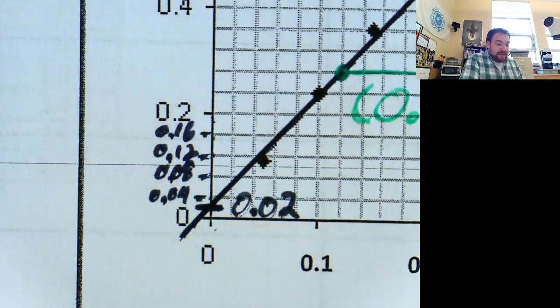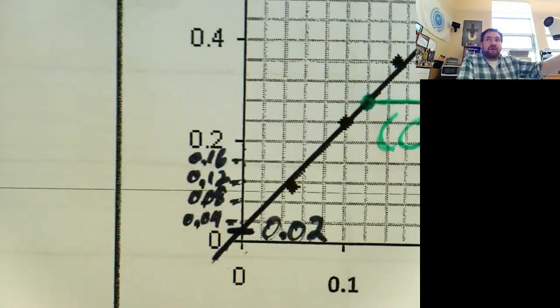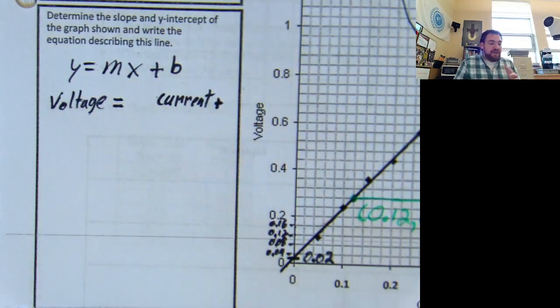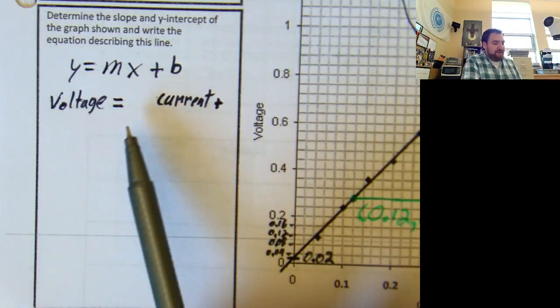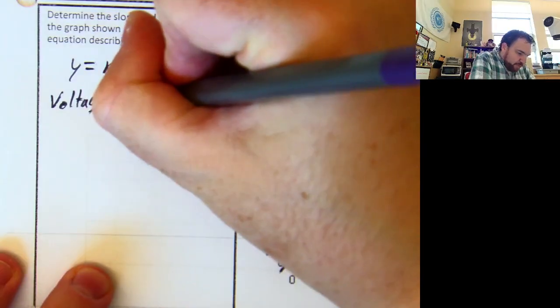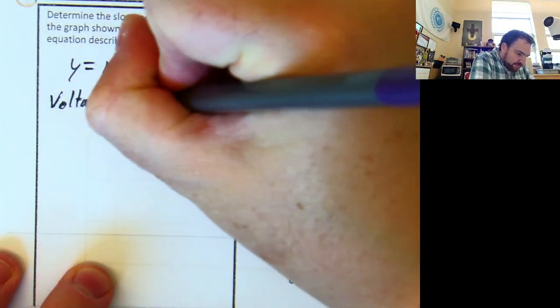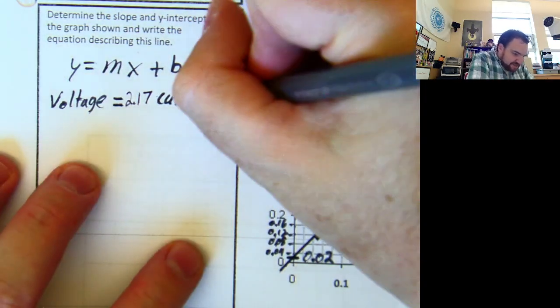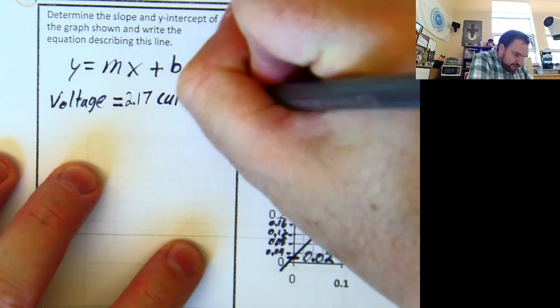So now I've got a y-intercept and I've got a slope. So I can go over here and say, okay, what I found the relationship to be between voltage and current is that the voltage is going to be equal to 2.17 times the current plus 0.02.